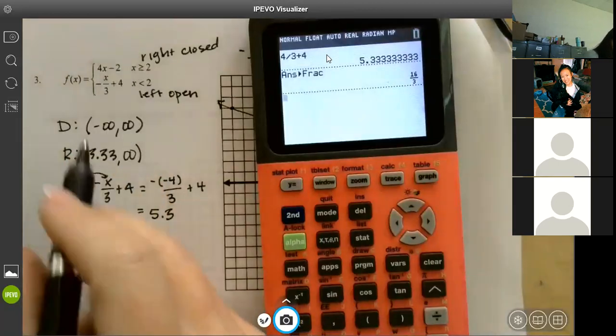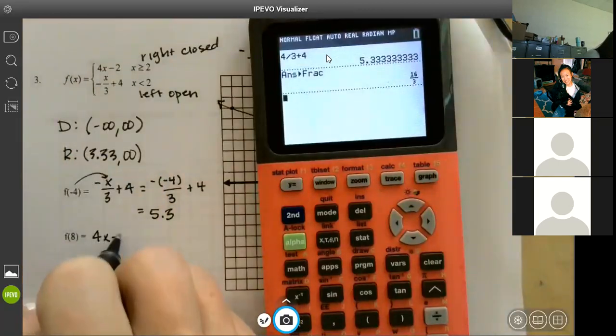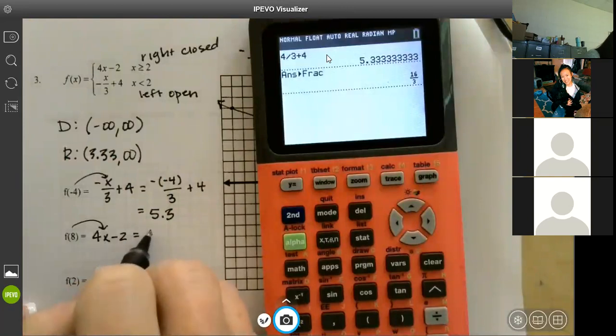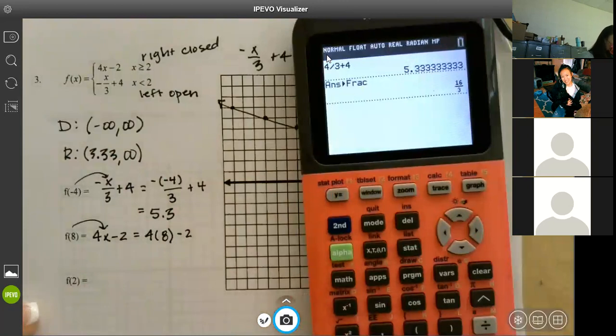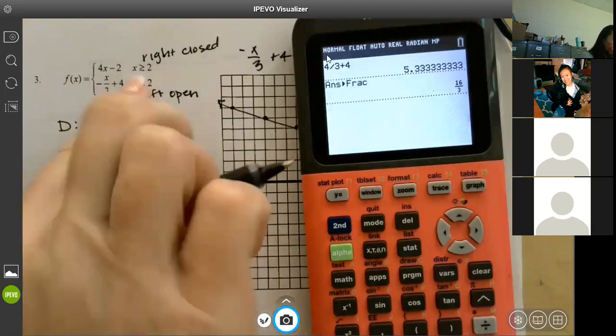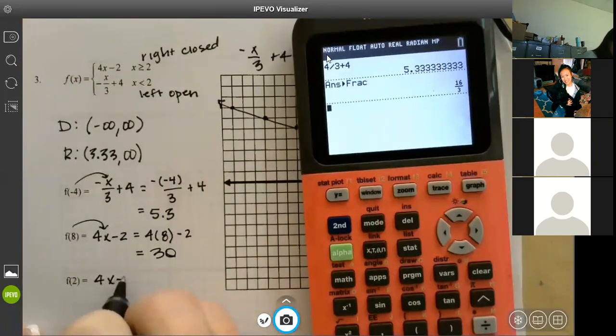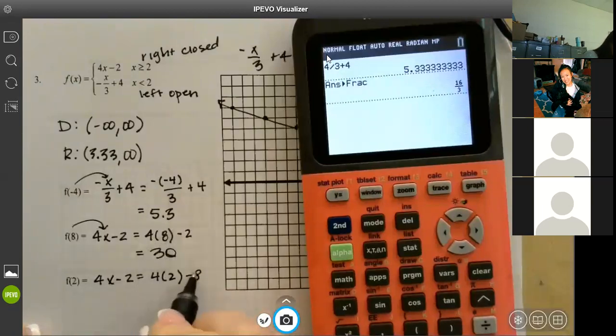8 is greater than 2, so you're going to use the first function, and we're going to plug in 8. 8 times 4 is 32, minus 2 is 30. All right. And then 2 is equal to 2, so we're using the first one. And we're plugging in the 2. 4 times 2 is 8. Sorry, talking and writing. Minus 2 is 6.